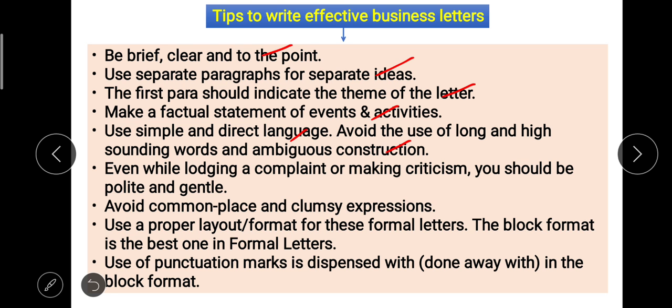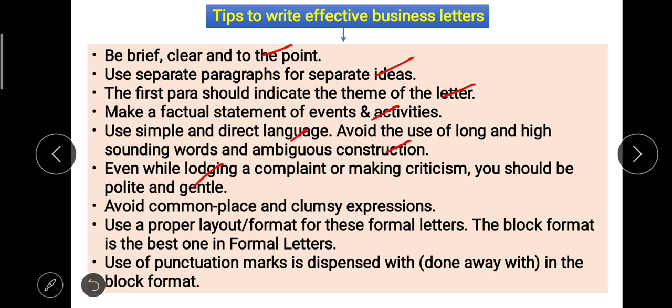Even while lodging a complaint or making criticism, you should be polite and gentle. This is very important. While we are making complaint against anything, we need to take our stand. But there is no necessity of being rude with the person. Being very gentle, being very polite, we can communicate our message with a strong force. And that is taken to be very good letter.